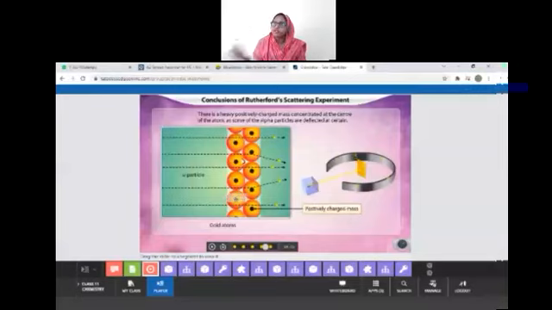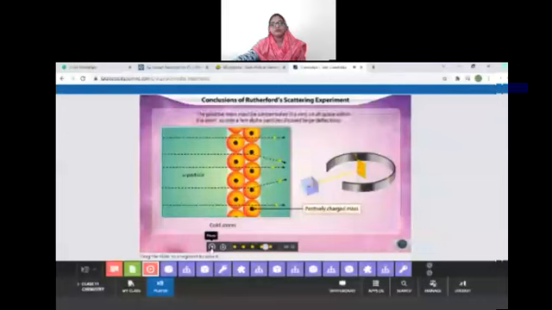So what is the next one? First observation: most of the space of the atom is empty. These alpha particles are getting deflected because they are coming near certain positively charged particles. Okay, that is the second observation and the conclusion made from it. Now, what is the third observation and the corresponding conclusion?